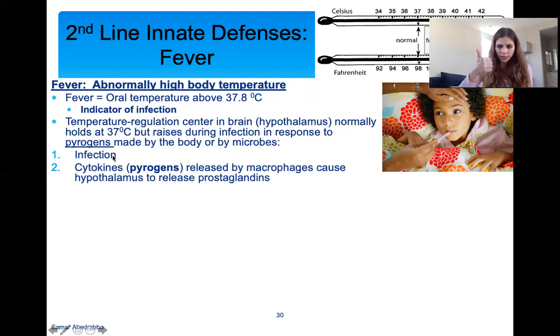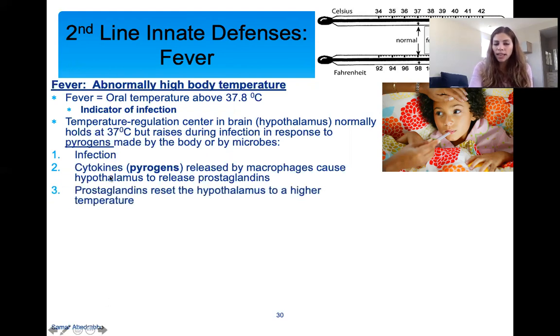So you get an infection. Pyrogens are released by macrophages. So the macrophages are the ones that ingested the microbe. Now the macrophages are releasing the cytokine, pyrogens, telling your body we need to raise the temperature. And the hypothalamus releases prostaglandins. Prostaglandins reset the hypothalamus to a higher temperature.